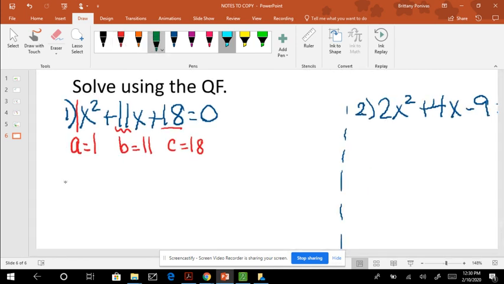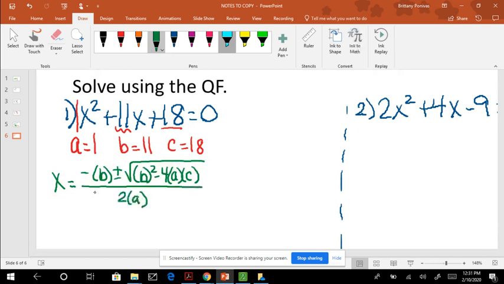We now need to plug into the formula, which is negative b plus minus the square root of b squared minus 4 times a times c all over 2a. What we're going to do is instead of the a, plug in the a value of 1. Instead of b, plug in 11. And instead of c, you're going to plug in 18.